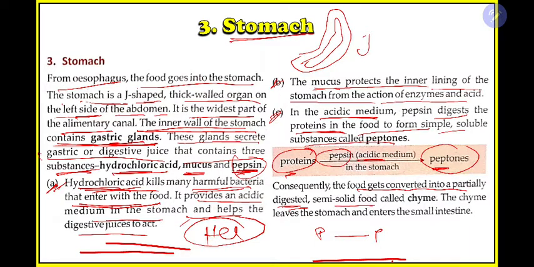Then there is semi-solid food called chyme, and in this partially digested state, it is known as chyme. C-H-Y-M-E is chyme. The chyme leaves the stomach and enters the small intestine. So up to this much the function of the stomach is over. The food will now travel from the stomach to the small intestine. Okay, the fourth part is the small intestine. So now it will travel to the small intestine.